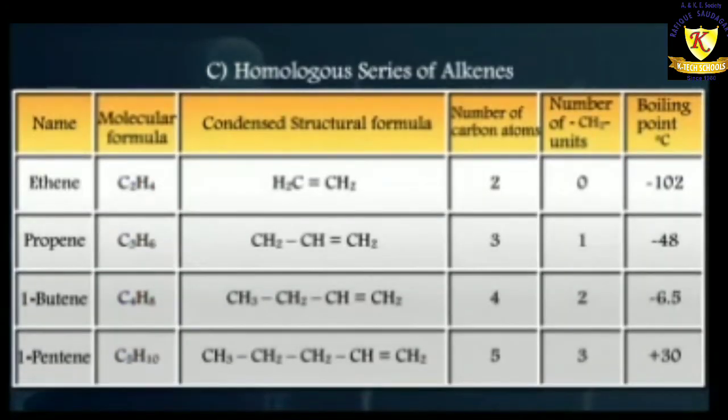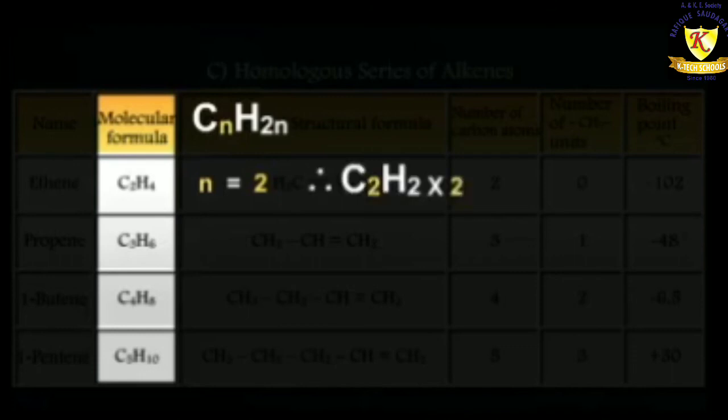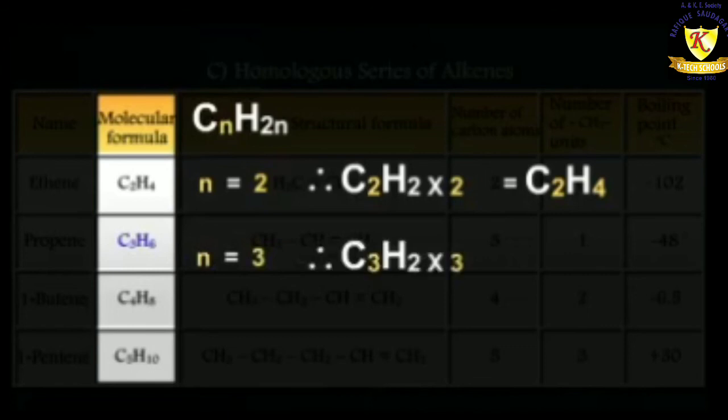Now, the molecular formulae of members of homologous series of alkenes can be represented by a general formula CnH2n. When the value of n is 2, we get the molecular formula of the first member of this series as C2H2x2, that is C2H4. When the value of n is 3, the molecular formula of the second member of alkene series is obtained as C3H2x3, that is C3H6.